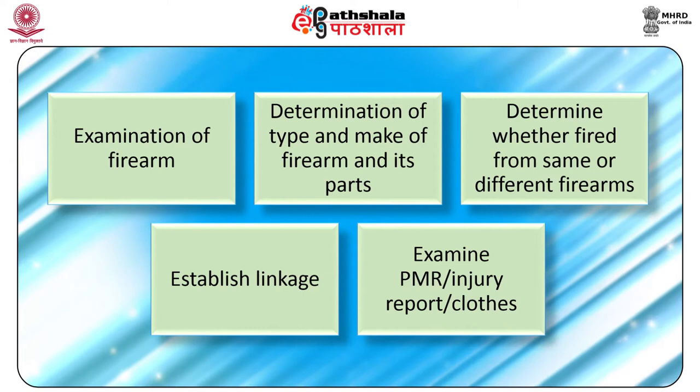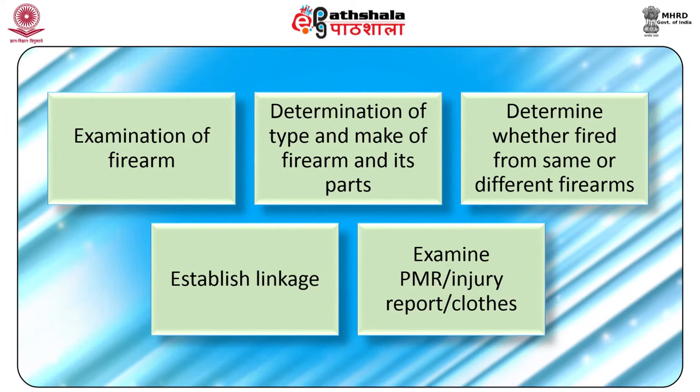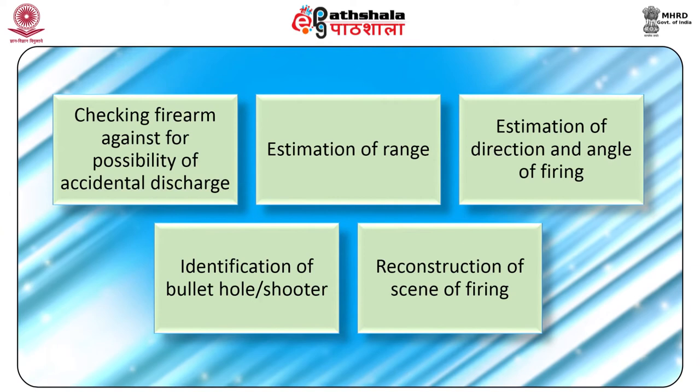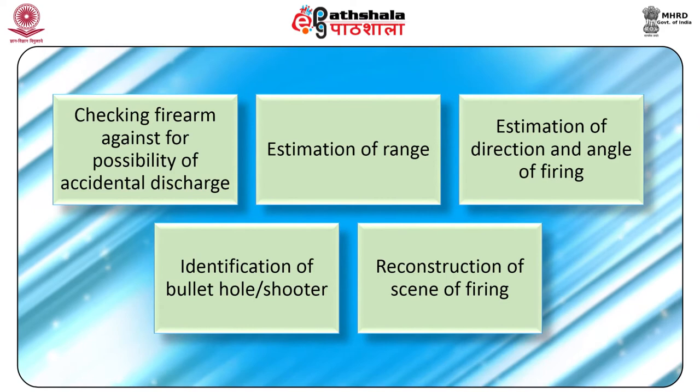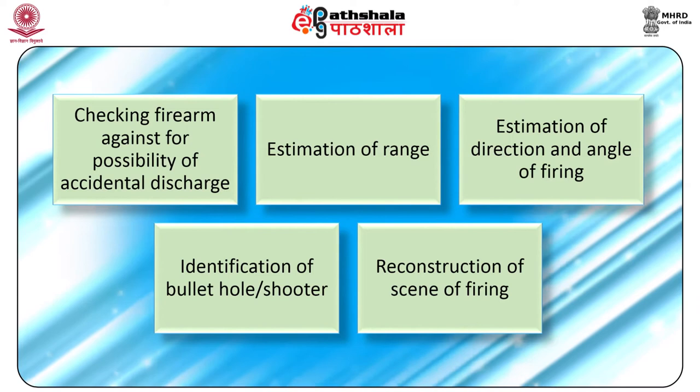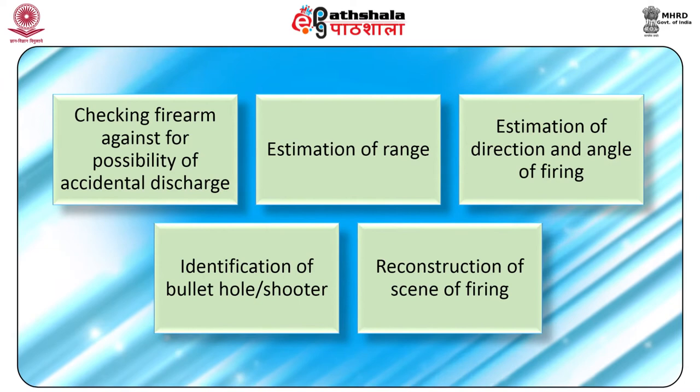to establish the linkage of a bullet or cartridge case with a particular firearm and to examine the PMR or injury report, X-ray plate, clothes with a view to determine probable type of firearm, examination of a firearm to detect evidence of firing, checking firearm against the possibility of accidental discharge, estimation of range, direction and angle of firing, identification of bullet holes, shooter by detecting firearm discharge residues, general examination for the reconstruction of a scene of firing, etc. are also done in this division.